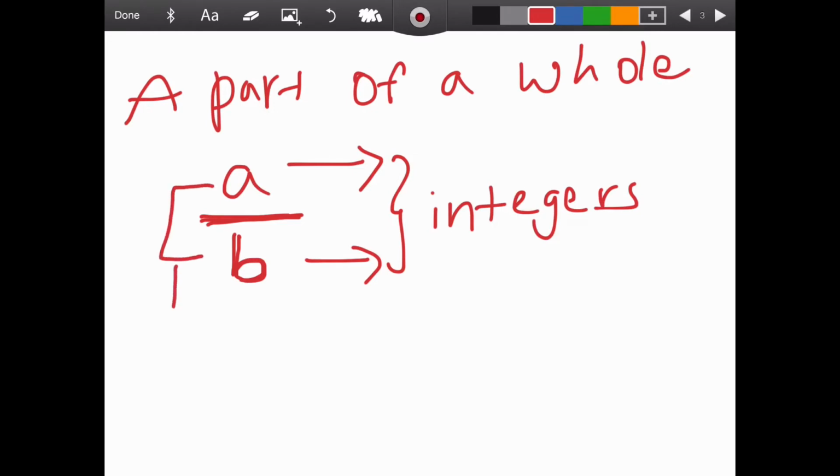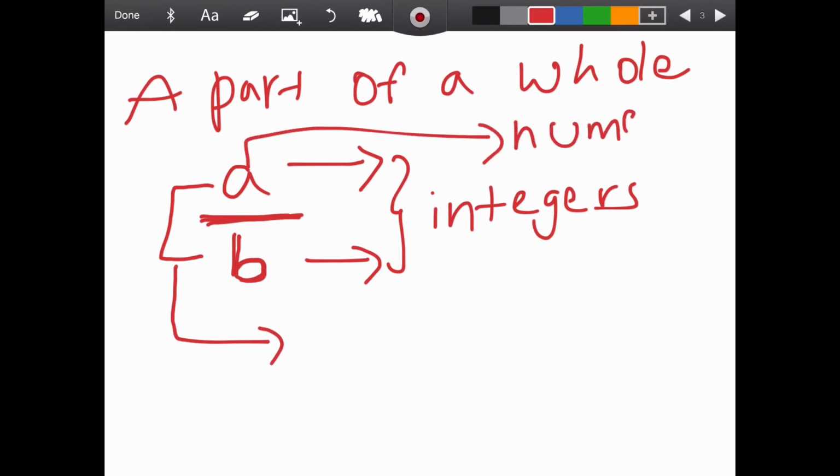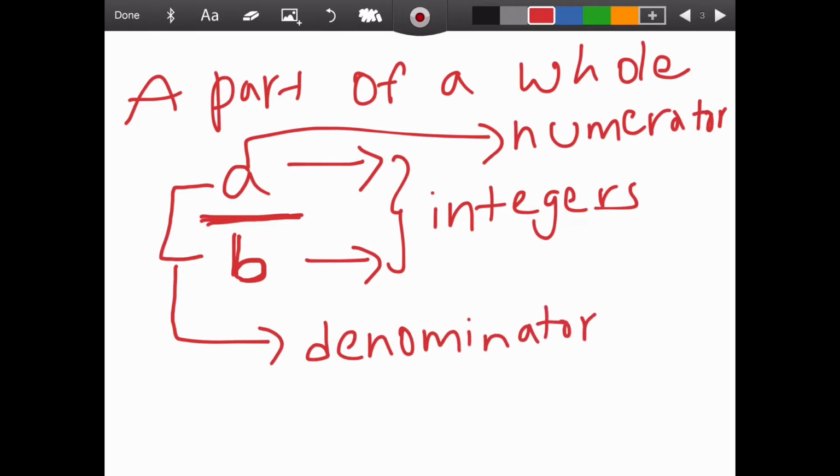Okay, and the number at the top is called the numerator, and the number at the bottom is called the denominator. Now the numerator and the denominator are divided by a bar. Okay, this is called the fraction bar.